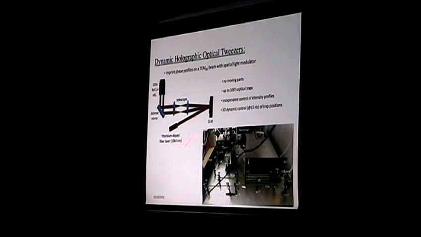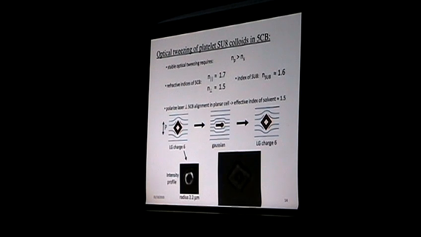Some of the advantages are that there are no moving parts. You can have up to hundreds of optical traps. You can independently control their intensity profiles, and you can move them around in 3D in real time at a rate of about 15 hertz. And so how do we grab these things?